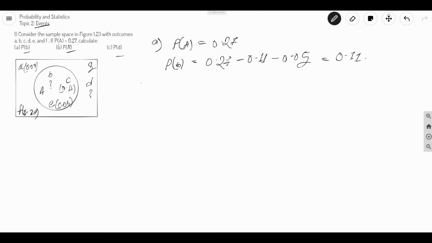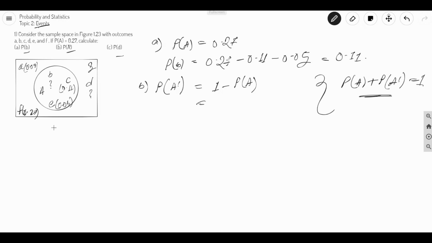Now we are asked to find out in number B the probability of A complement. So the formula for complement is 1 minus probability of A. Basically this is the base formula: probability of A plus probability of A complement equals 1. Right, so we can subtract the probability of A, which is 0.27, so we get probability of A complement to be 0.73. Right.